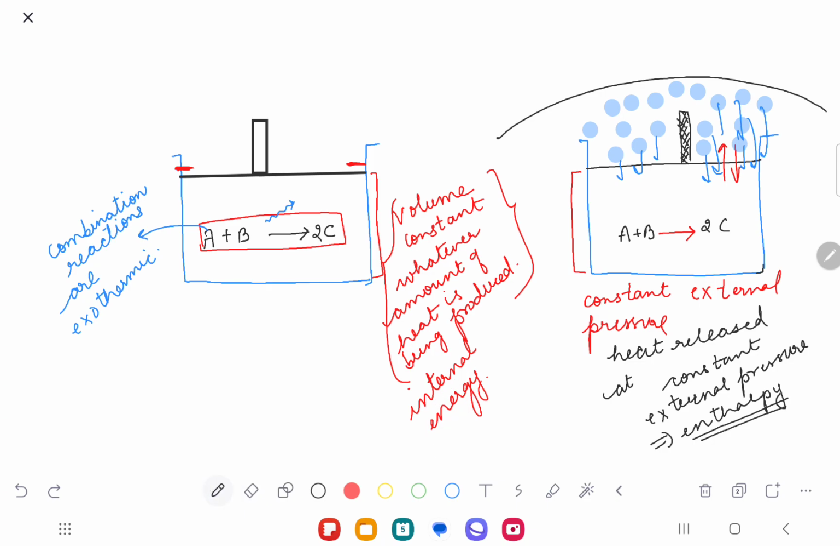Internal energy is associated with the constant volume, and enthalpy is related with the constant pressure. You understand? Now, just see. What do we have in here? We have this particular part, right? We have this particular part.